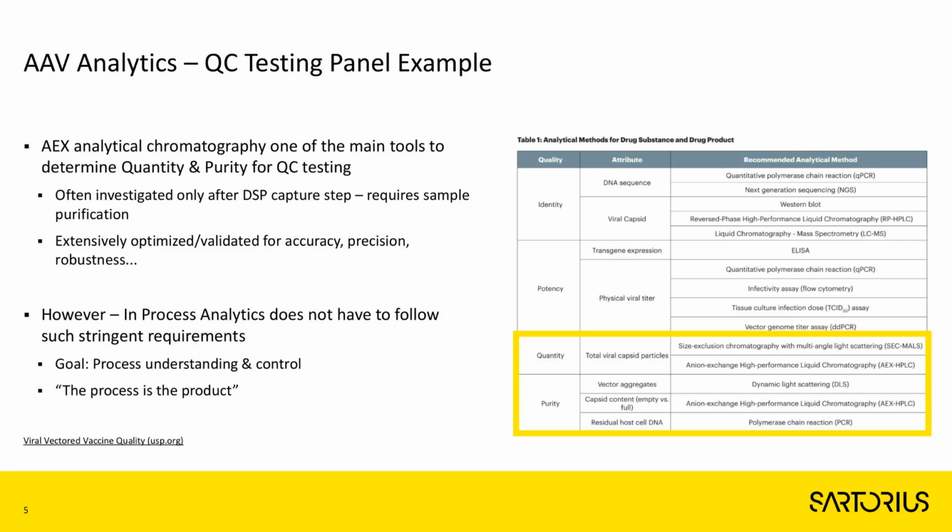Now, these analytics are often used only after DSP capture steps that require sample purification because of their accuracy and robustness, which makes it a little bit of a challenge to use these analytics also in upstream. But when it comes to in-process analytics, you don't need to necessarily rely on QC tested analytics because the goal of in-process analytics is to have process understanding and control. Because at the end of the day, with AAV production, the process is the product.